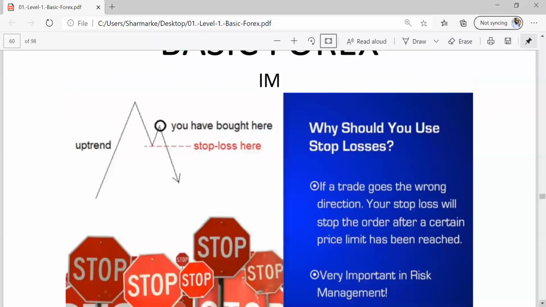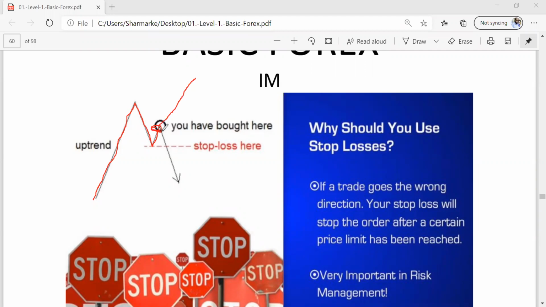Why should you use stop loss? Very important question. For example, if the trade goes in a direction that you were not expecting, your stop loss will stop the order after a certain price limit has been reached. This is an example here. If you buy here, as you can see, this is an uptrend. It's going up and up and up, okay? And then this comes and goes, and you say, now this price might continue higher and higher. But sometimes it doesn't happen that way.